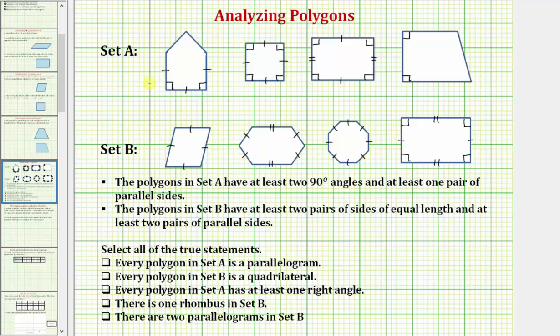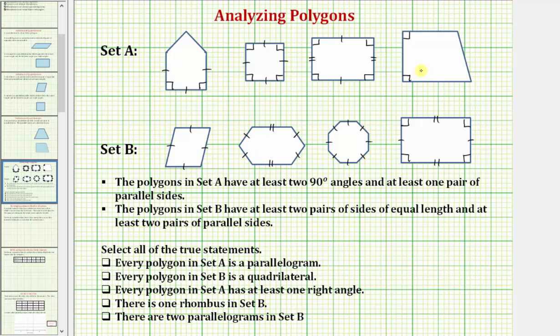In this example, we're given two sets of polygons, set A and set B. We're told the polygons in set A have at least two 90-degree angles or right angles and at least one pair of parallel sides. Remember, parallel sides are two sides that if they were extended would never intersect. So again, these polygons here have at least two 90-degree or right angles indicated by the square in the interior part of each angle, and they also have at least one pair of parallel sides.